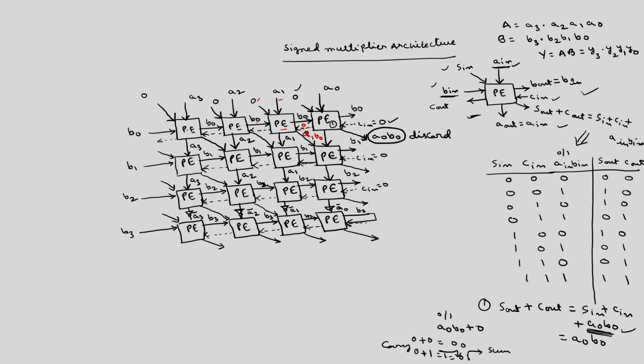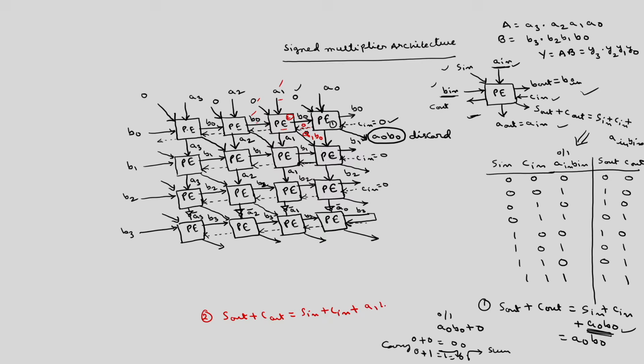And what about the carry? Here also same thing. For this processing element, if I call it 2, what will be the input? S out plus C out is equal to S in plus C in plus A and B for this second processing element. A is A1, B is B0.